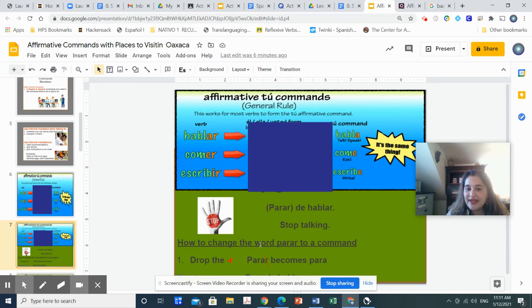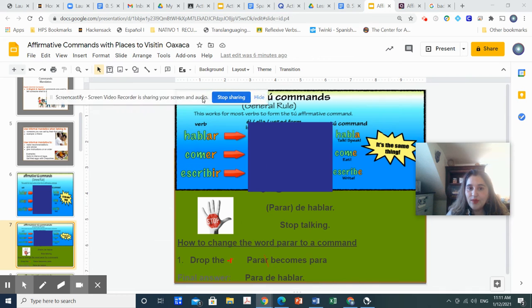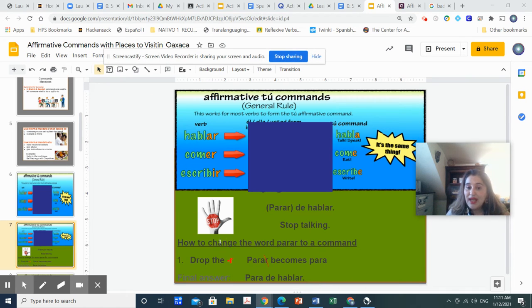In this slide, for example, we have the verb parar. Para de hablar. Stop talking. So, how do we tell somebody? How to change the word parar to a command? Drop the R from parar, such as here, we're dropping the R, and it becomes para. So your final answer should be para de hablar. Stop talking.